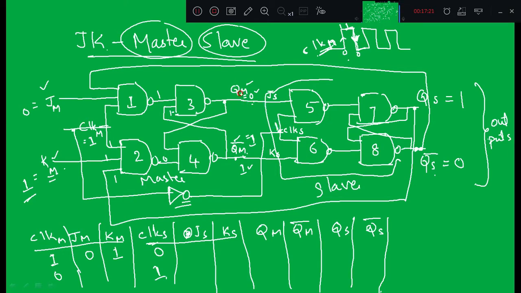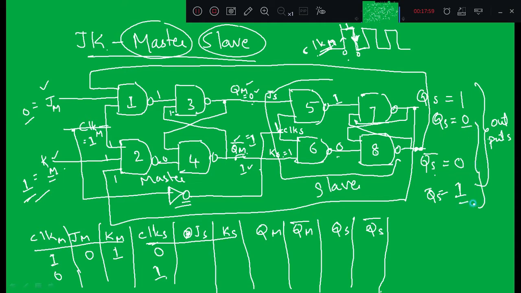Since QM is 0, one of the inputs of the fifth NAND gate is 0, so its output is 1. And KS is also 1, because QM bar is directly connected to KS. Since KS is 1 and clock S is 1, 1 NAND 1 is equal to 0. Since one of the inputs of the eighth NAND gate is 0, its output will be equal to 1. Did I get QS bar equal to 1? Yes, that means QS I need to get as 0. Just check: QS bar is 1, 1 NAND 1 is equal to 0. So when JM is 0 and KM is 1, QS is equal to 0 and QS bar is equal to 1.